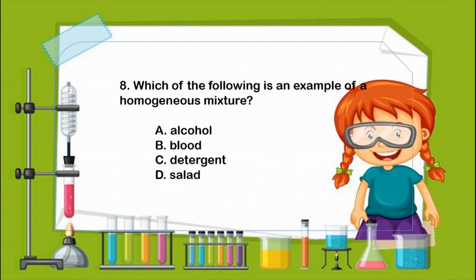Okay, number 8. Which of the following is an example of a homogeneous mixture? A. Alcohol, B. Blood, C. Detergent, and D. Salad. Correct answer is alcohol.